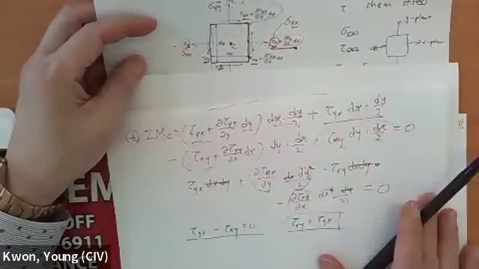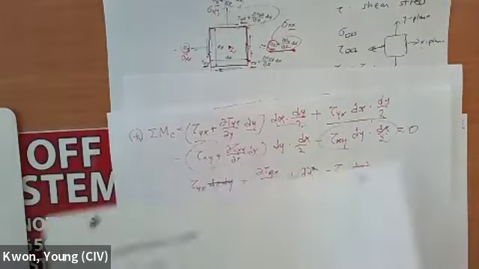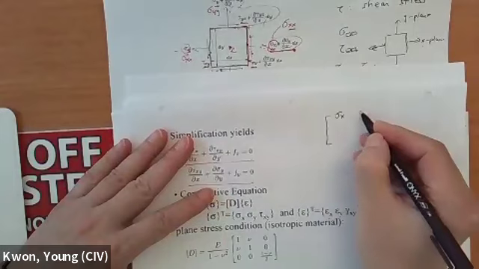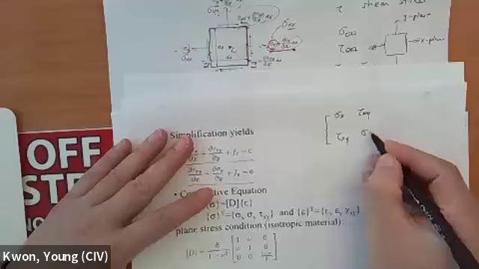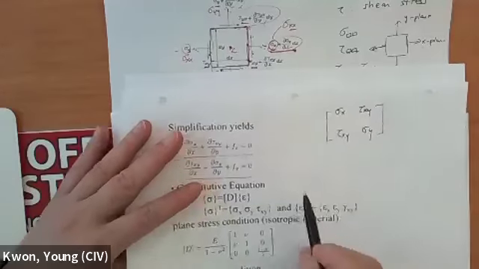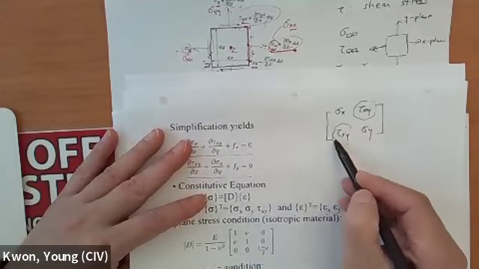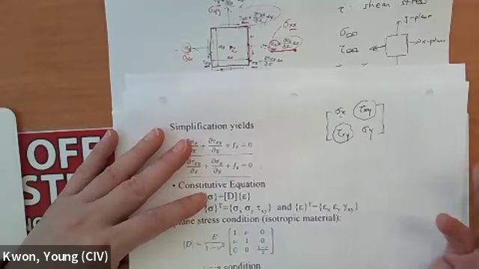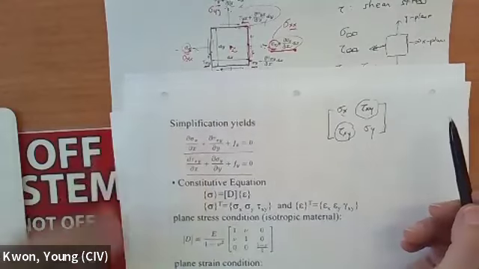Any questions? So if you write the matrix to represent the state of stress, sigma, then you can put sigma x, tau sub xy, and tau sub xy, and sigma y. So this represents stress in the two-dimensional case, and this is a symmetric matrix. So sigma x, sigma y, and tau sub xy are the 3 stress components in 2D.